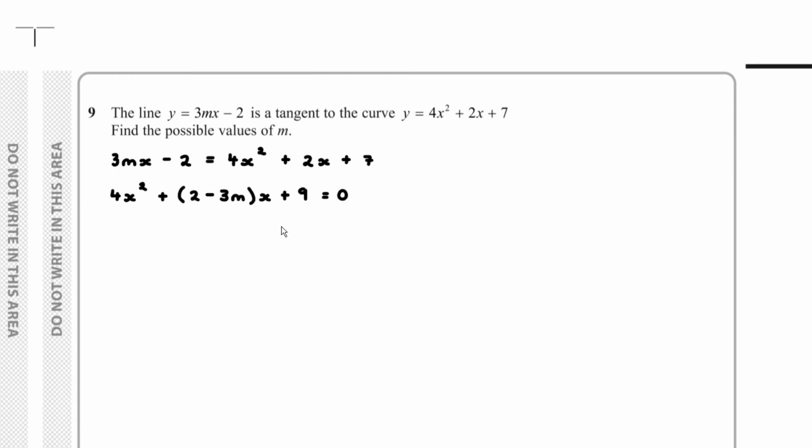Now, if we know we have a tangent, we can use the discriminant, but for that we need the values of a, b and c. A is 4, b is 2 subtract 3m, and c is 9. Hence, using the discriminant, we have b squared minus 4ac equals 0. So we have b, which is 2 subtract 3m squared, subtract 4 multiplied by a, which is 4, multiplied by c, which is 9, and this is equal to 0 because this line is a tangent to this curve.